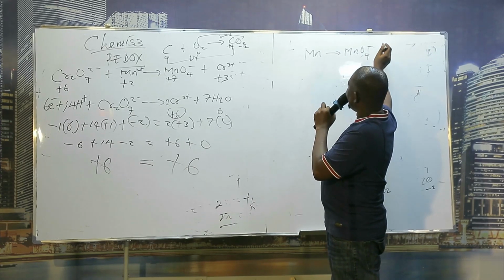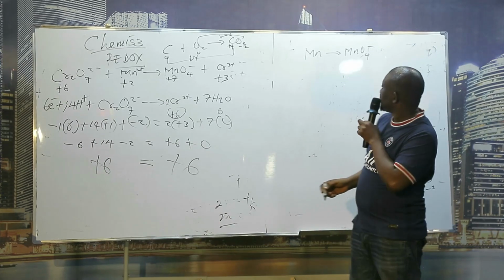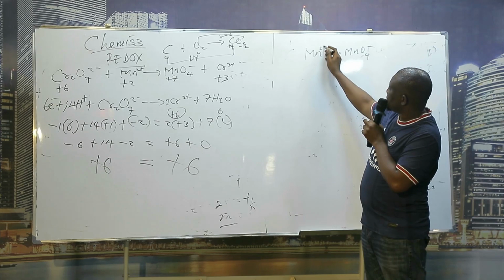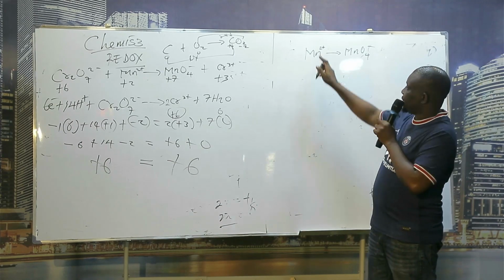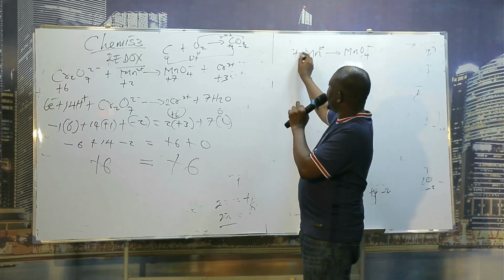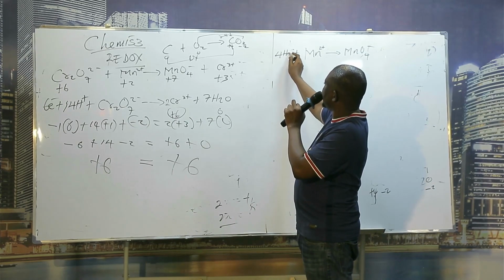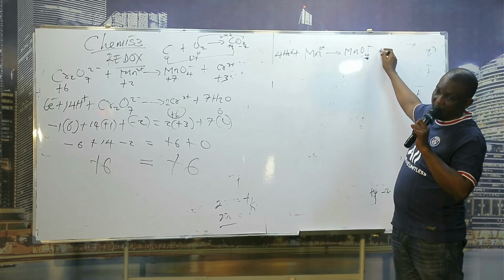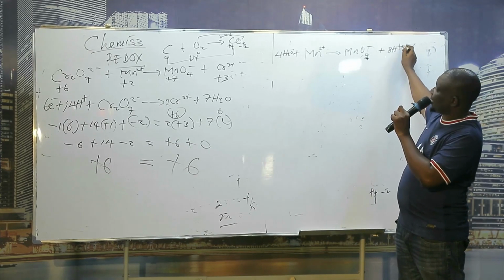MnO4 minus. Where are we adding the water? Where? Okay, Mn2 plus. Where are we adding the water? There or here? How many H plus can I add there? Plus 4H because of this. How many are you putting here? 8 H plus up here.